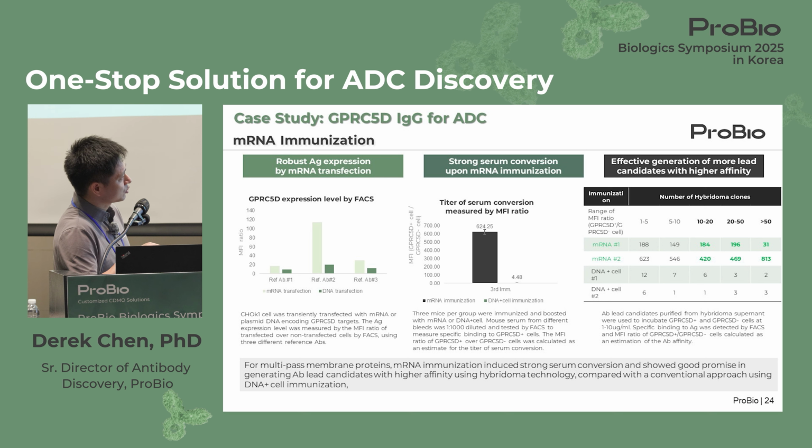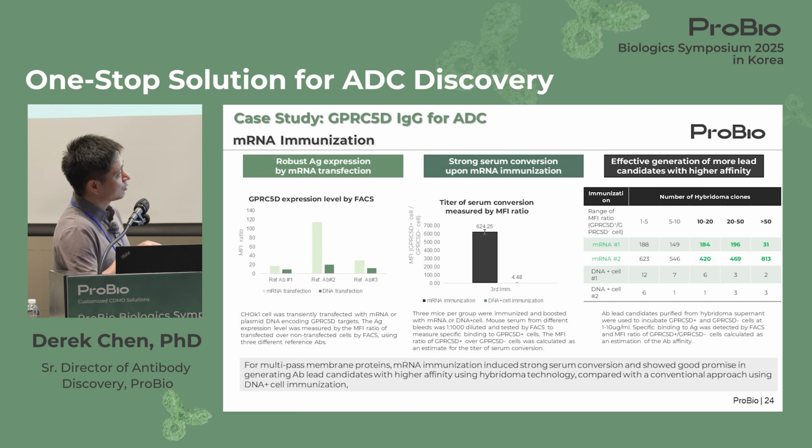After 3 rounds of mRNA immunization, it will create a cell titer ratio at more than 600, while the DNA plus cell immunization can only generate a cell titer ratio at about 4-fold. So there is at least 150-fold difference between these 2 different kinds of antigens. This further demonstrates the capability of mRNA to induce immune responses and generate much more antibodies compared to the DNA and the cell approach.